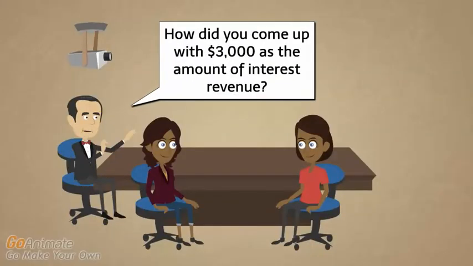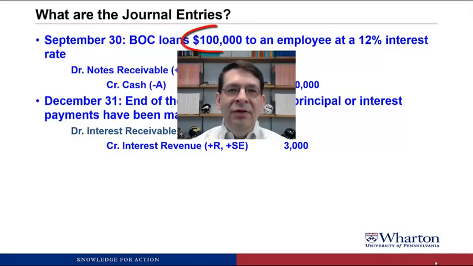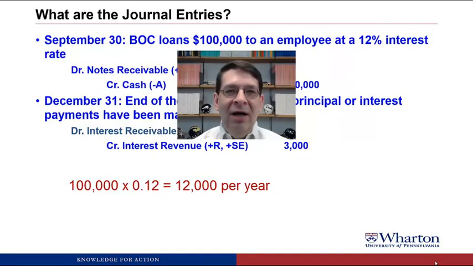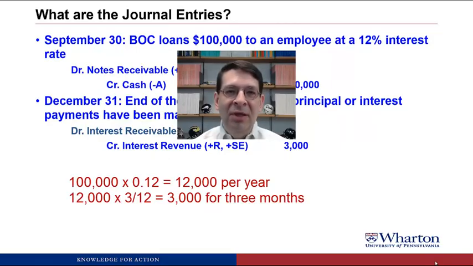How did you come up with $3,000 as the amount of interest revenue? Let me show you. We have $100,000 of principal and a 12% interest rate. Anytime you see an interest rate, you should assume it's an annual rate unless it specifies otherwise. So 100,000 times 12% is 12,000 of interest per year. But it hasn't been a year yet, so we take 12,000 times 3/12 because it's been 3 months, and we end up with $3,000 of interest for the 3 months.